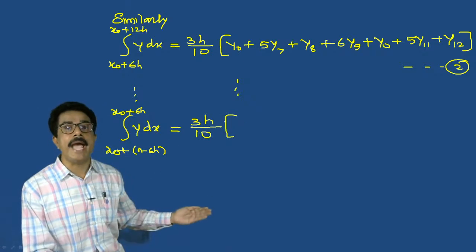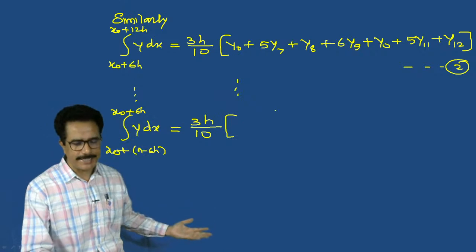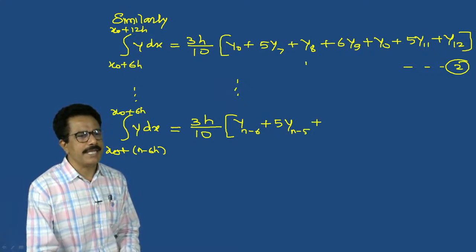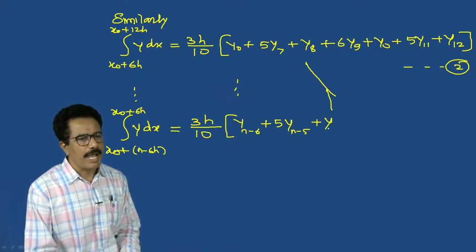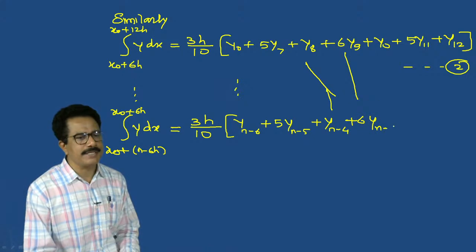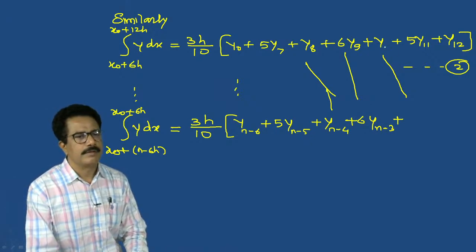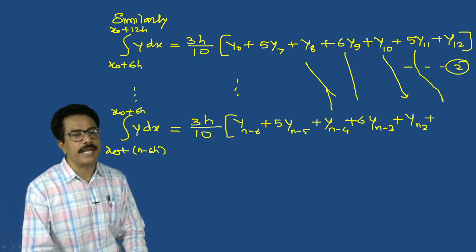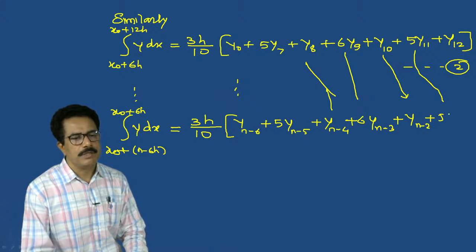We can write 6 terms back from yn. Write the same terms, from yn going 6 terms back: y n minus 6 plus 5 times of y n minus 5 plus y n minus 4 plus 6 times of y n minus 3 plus y n minus 2, which is the y10 term, plus 5 times of y n minus 1 plus the last term, yn. Suppose we call this equation n.